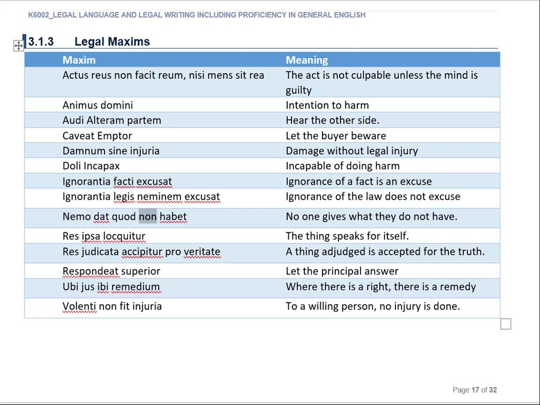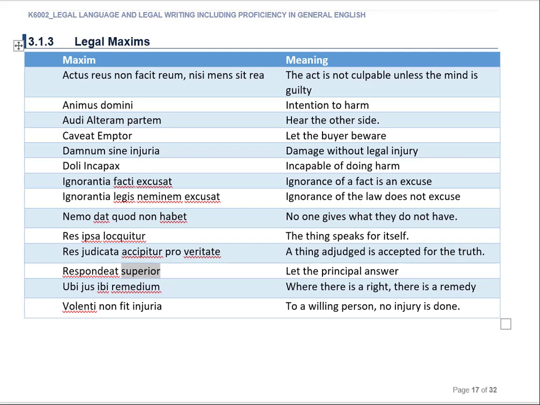Nemo dat quod non habet. No one gives what they do not have. Res ipsa loquitur. The thing speaks for itself. Res judicata pro veritate accipitur. A thing adjudged is accepted for the truth.